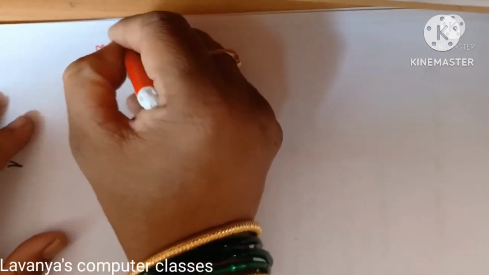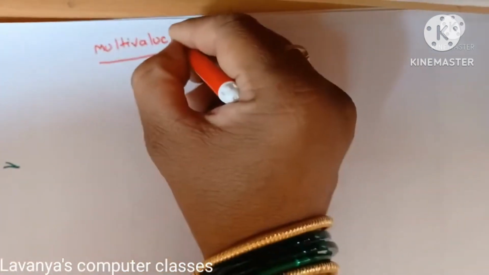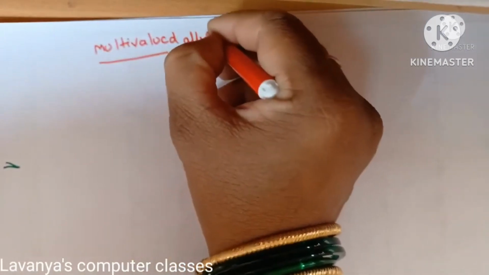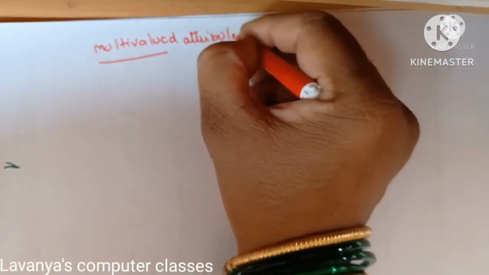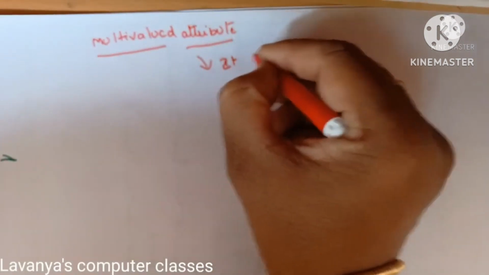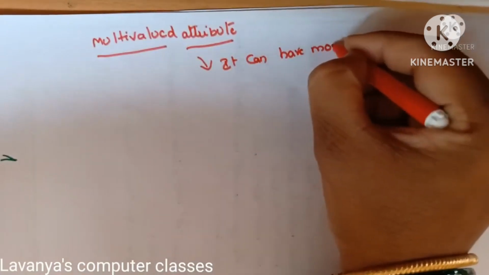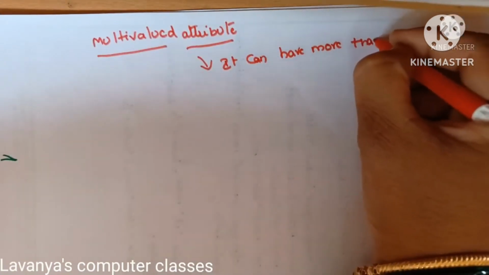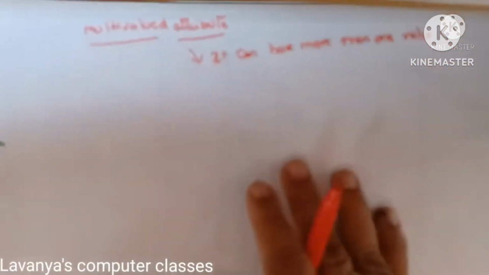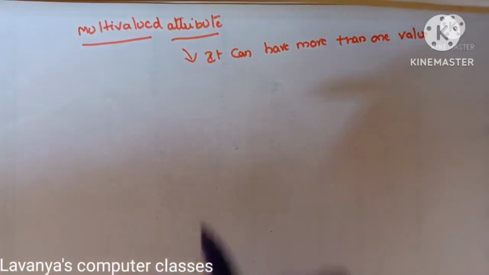Next attribute is the multi-valued attribute. Multi-valued, in the name only it is there. It takes more than one value. Many values are possible to accept in a single attribute. Any attribute that contains more than one value at a time is called a multi-valued attribute.